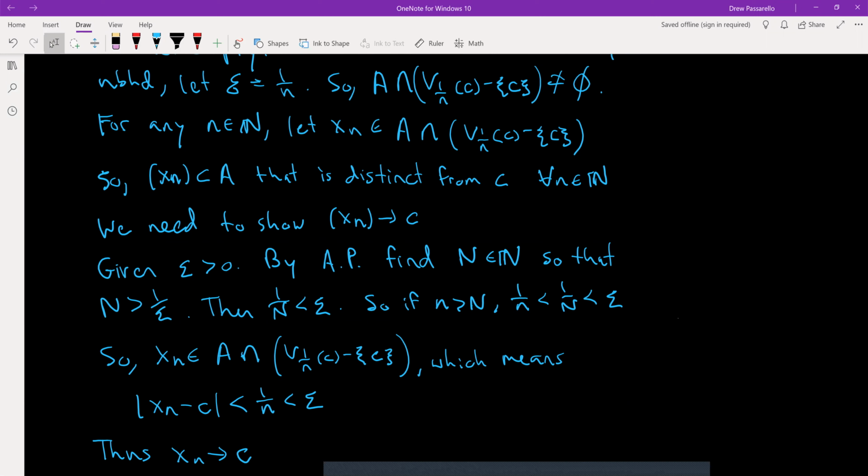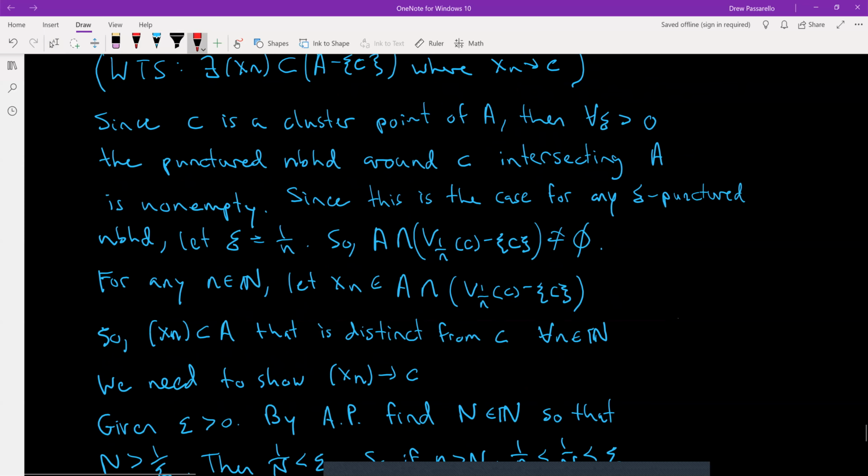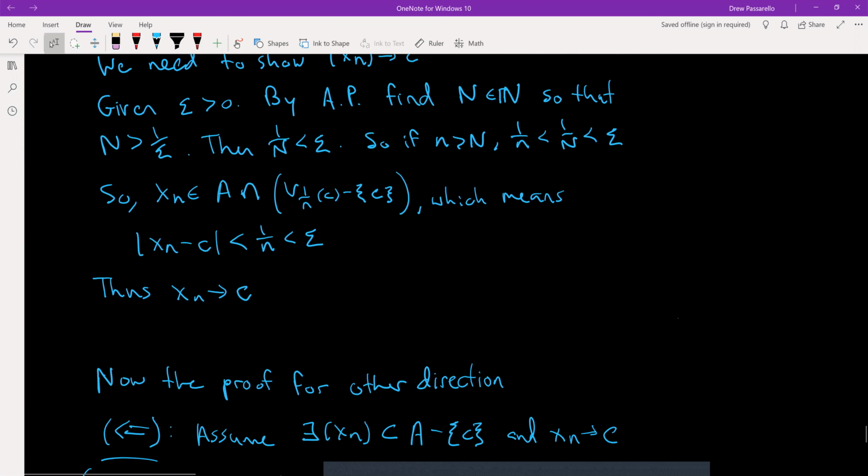So if little n is bigger than capital N, then 1 over little n is less than 1 over capital N, which is less than epsilon. And so xn is a member of A intersect the 1 over n punctured neighborhood around C, which means that the absolute value of xn minus C is less than 1 over n, which is less than epsilon. And so this means that xn converges to C. All right, so that's that direction. Now the proof in the other direction.